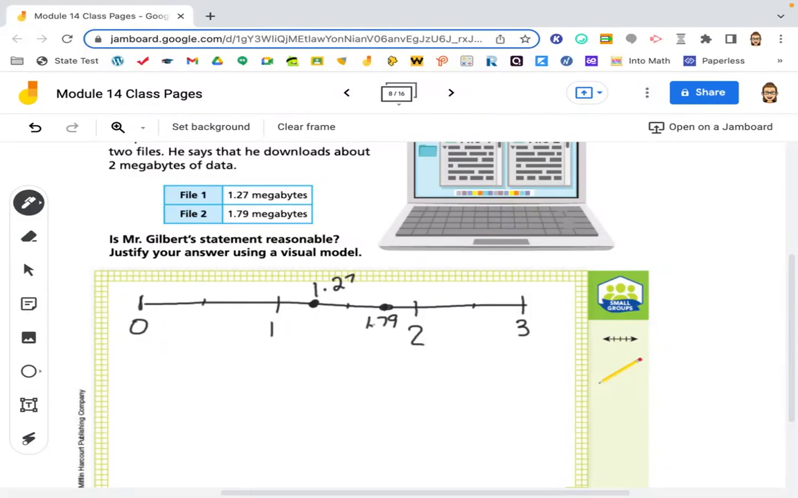So if we're estimating this, we're going to say the 1 and 27 hundredths is going to be closest to 1. So 1 and 27 hundredths is about 1. 1 and 79 hundredths is about, well, it's closer to the 2 than the 1, so it's about 2. Then we would add them together. 1 plus 2 equals 3.